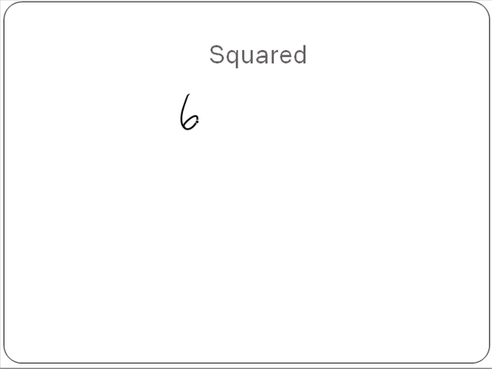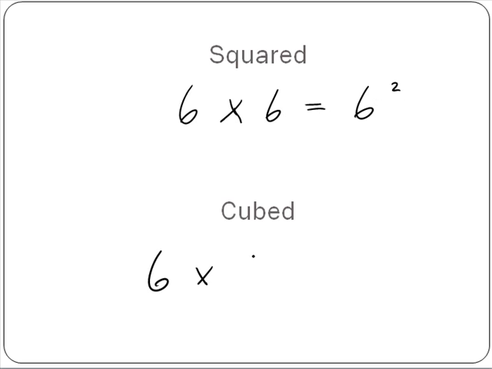Six by six equals 6 to the power of 2, also known as 6 squared. 6 by 6 by 6 equals 6 to the power of 3, also known as 6 cubed.